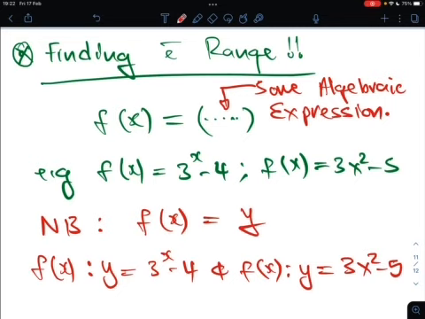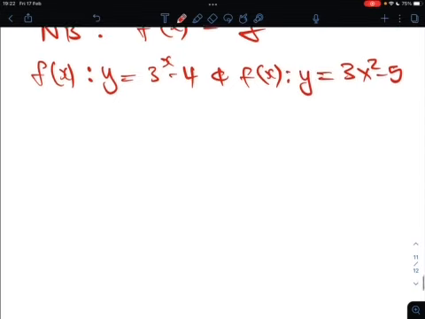So what exactly is the range? To understand exactly how one can define a range, let's consider maybe an equation of the form.